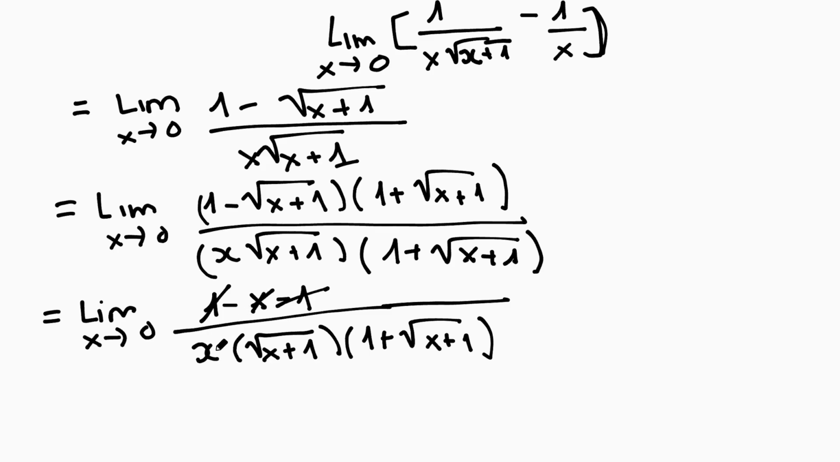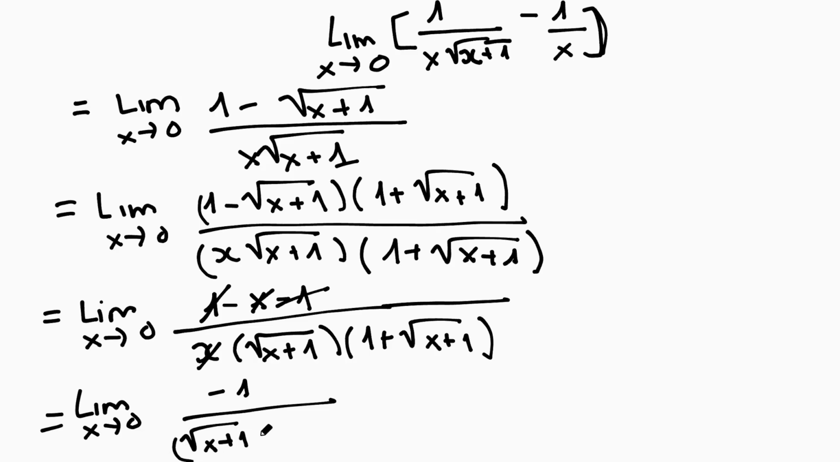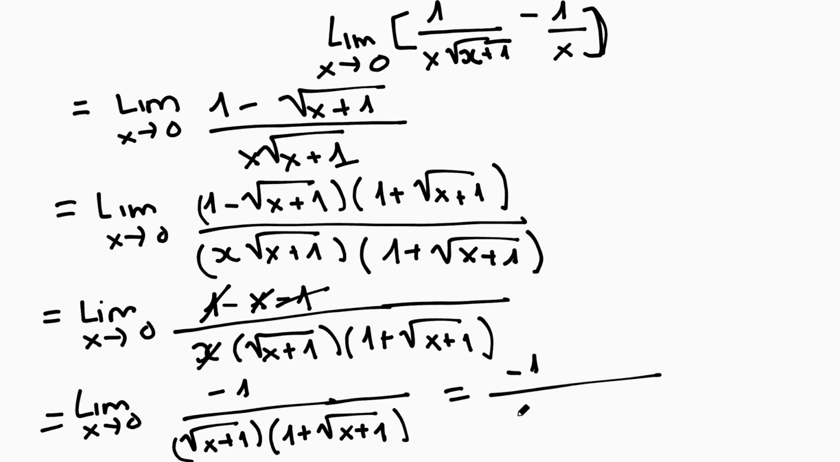And negative x will cancel each other out, I mean x's. That leaves us with only negative 1 over square root of x plus 1 times 1 plus square root of x plus 1. Now that x down in the denominator is gone, you can just substitute 0 into the function, and I'll have negative 1 over 1 times 1 plus 1, which is negative 1 over 2.